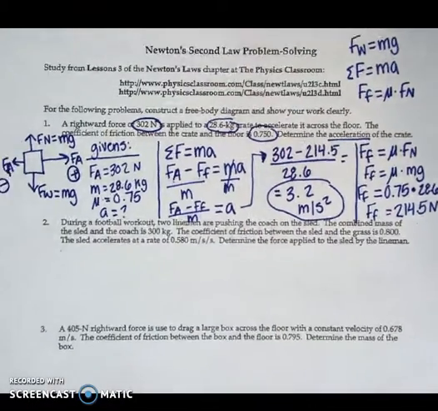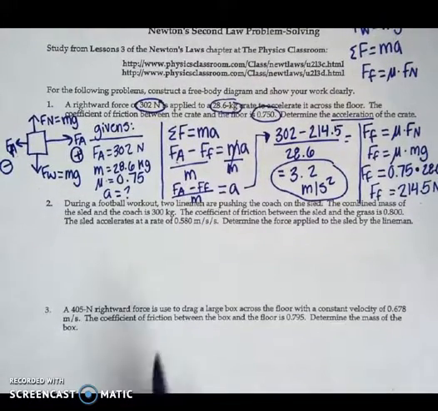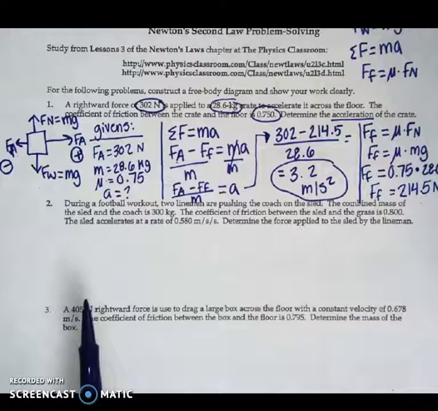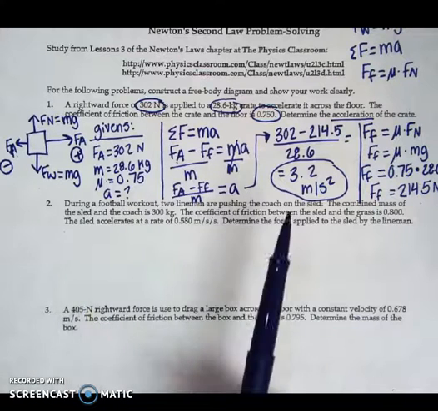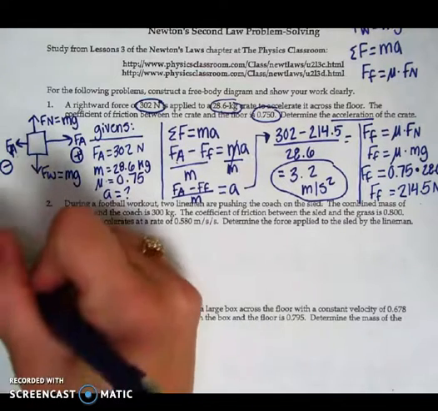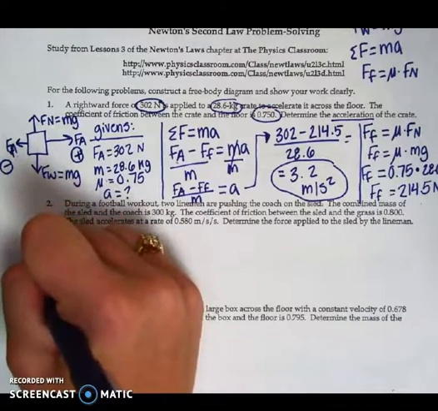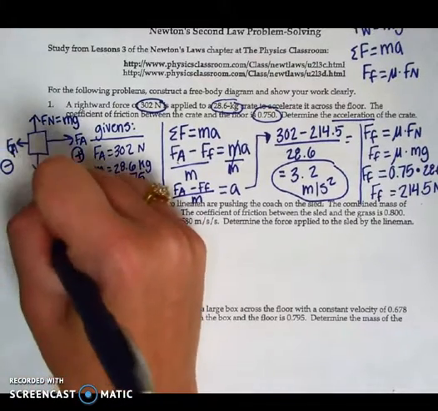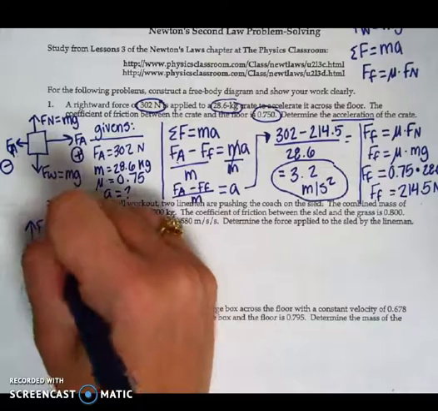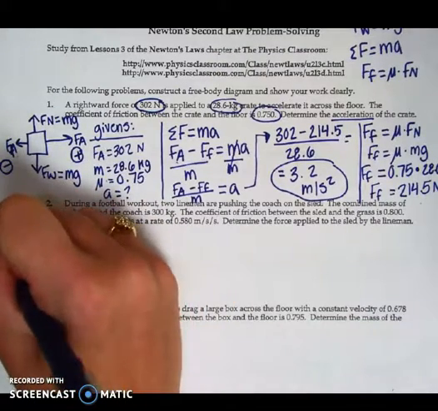All right, so I want to take a look at one more. So remember, number 2 is what we're going to look at. And remember, step 1 is draw the free body diagram. Step 2 is write out your givens. And step 3 would be the sum of forces. So after you read number 2, I'm not going to read it for the sake of time. We're going to draw out our free body diagram. We're going to have force of weight or gravity going down, normal force going up, applied force to the right, and frictional force to the left.